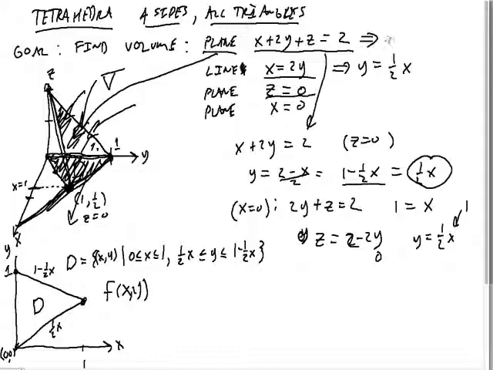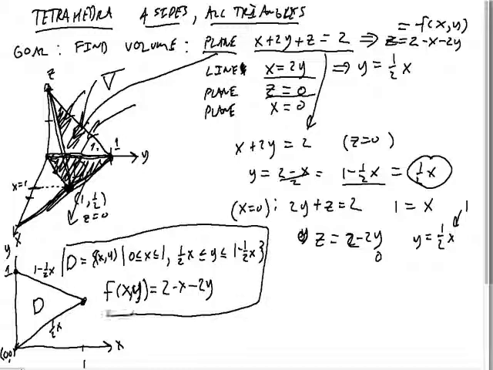And we can write this out in a little different form. We've got to solve for z essentially. So z is equal to 2 minus x minus 2y. Okay, so that's my function. I'm going to call this f of x comma y. It's going to be 2 minus x minus 2y. All right, so now if this is my region and that's my function, I want to set up the integral.